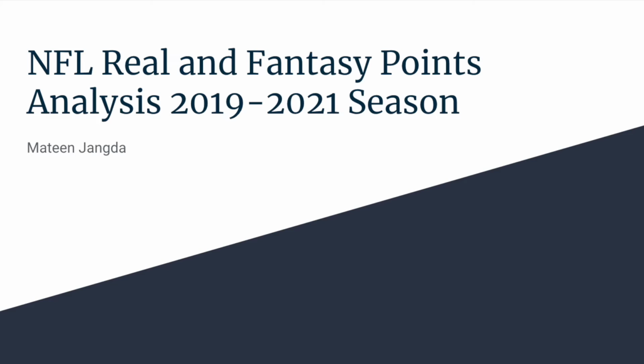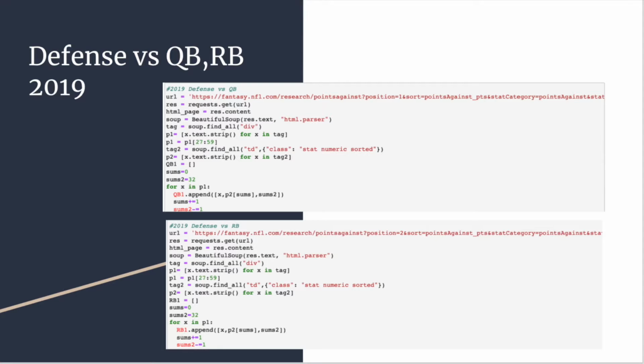This project analyzes the NFL statistics and fantasy football statistics for every player who has played in the NFL over the last 2.5 years, from the start of the 2019 season to halfway through the current season. We got defensive ranks versus each position for the 2019 season from the NFL fantasy website. We did this by getting the URL, then getting the HTML content from that website, and parsing that data, putting all the data that we wanted for each player into a list.